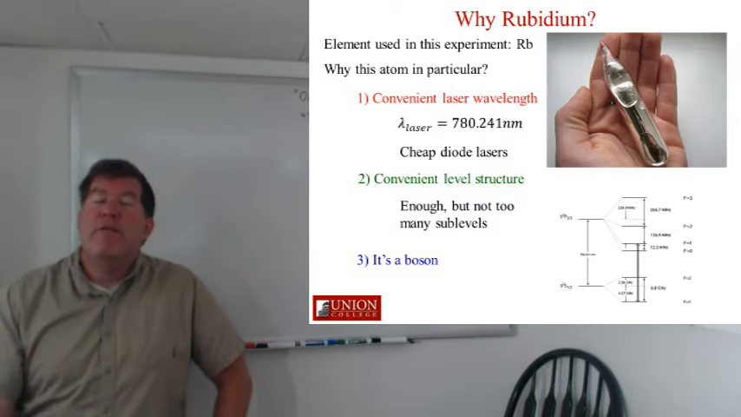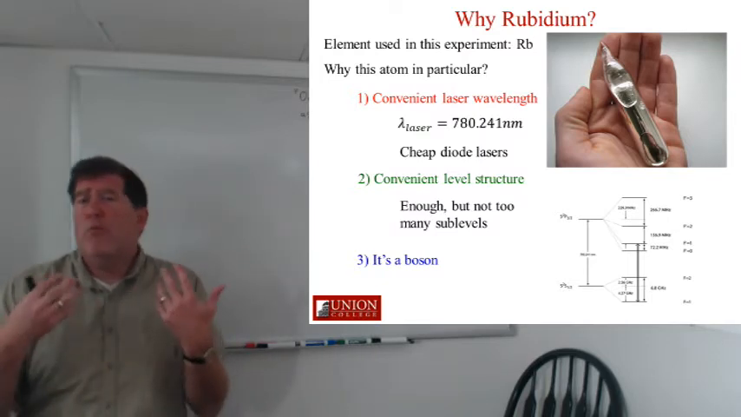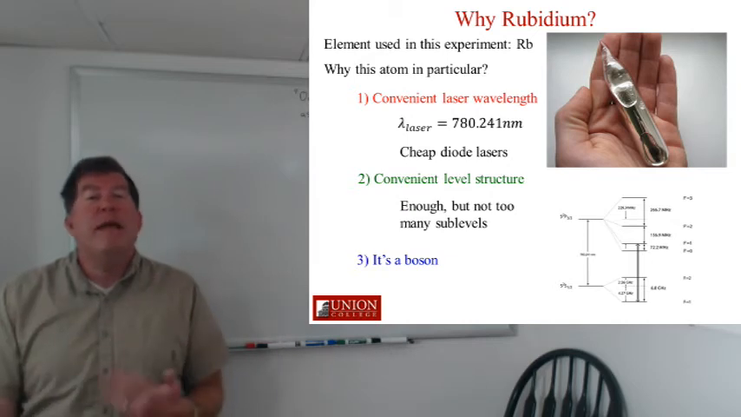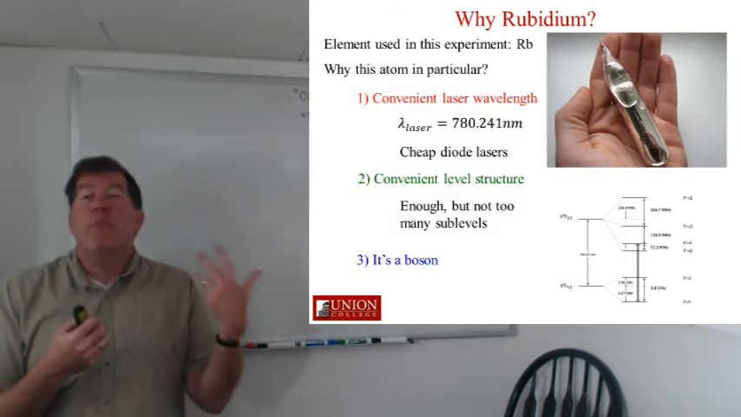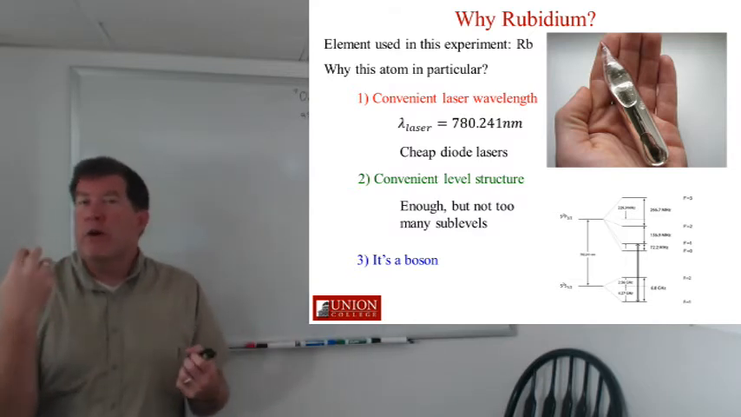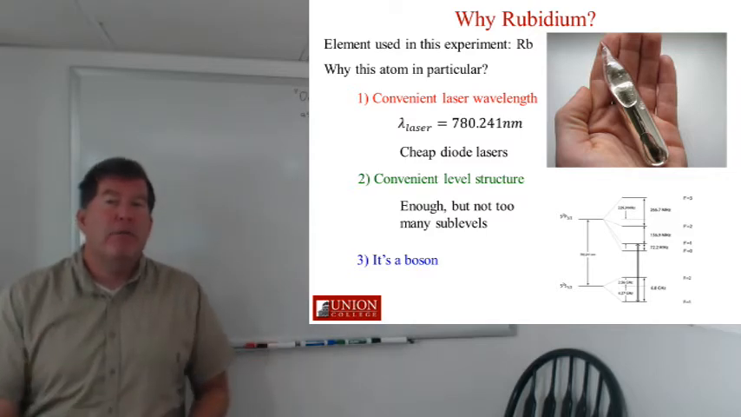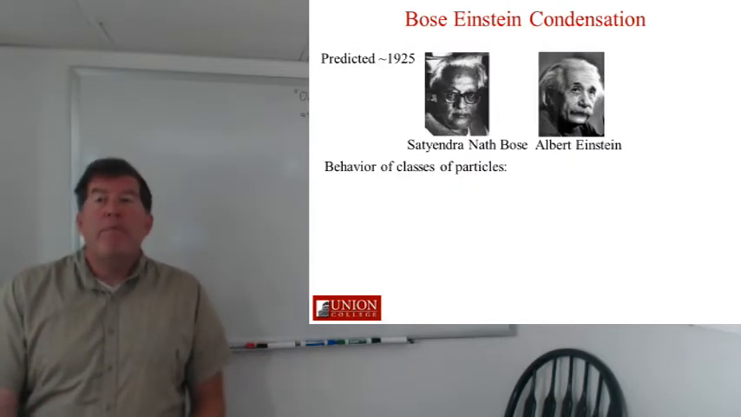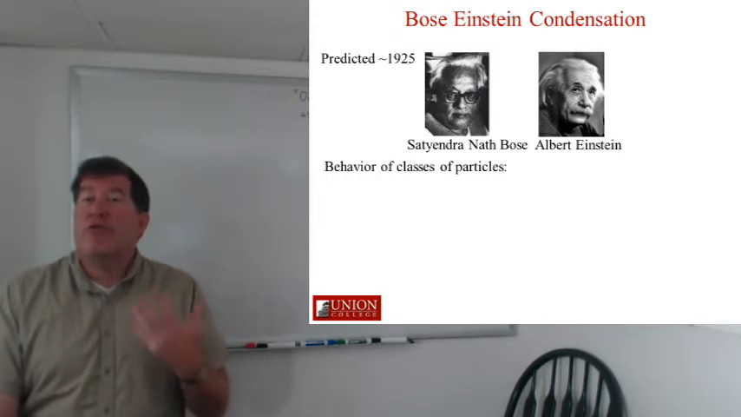But the most important reason why they do this is it's a boson. All right, so what does that mean? Well, this is one of many ways that physicists have of dividing the world into two categories of things. There are particles that we call bosons, and there are particles that we call fermions, and those two things have very different kinds of properties. This leads to the phenomenon of Bose-Einstein condensation, which is critical for the carrying out of these experiments.